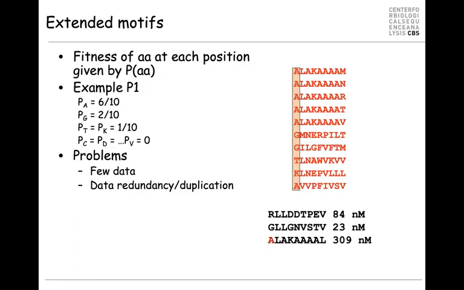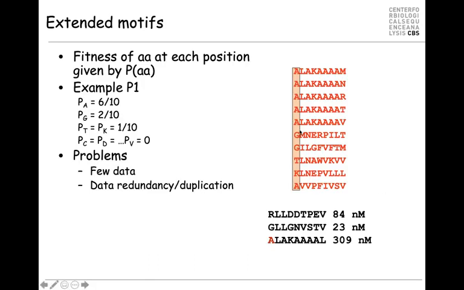We can make it a little bit more sophisticated by not making a regular expression. Instead, we weight the amino acids based on their frequency in the alignment. Since you have 6 alanines at the first position, you would assume that alanine is more important than G, and more important than T and K, and the other amino acids are not important at all because you haven't seen them.